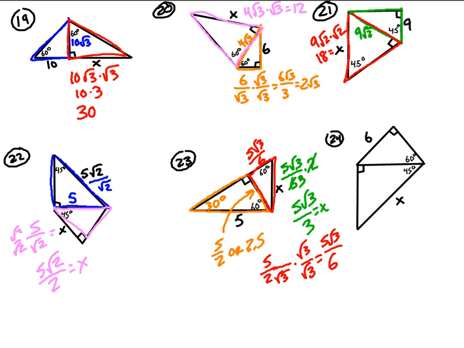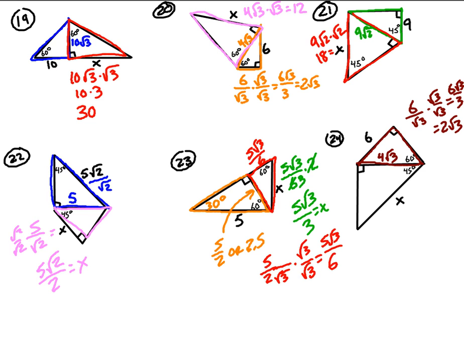And now, finally, the last one. I'm given the long leg of a 30, 60, 90 triangle. To get to the short leg, I need to divide by root 3. So 6 divided by the square root of 3, rationalize it, and I get 6 square roots of 3 over 3. That's the same as 2 square roots of 3. That's the short leg. To get from the short leg to the long leg, I double it. So I have 4 square roots of 3 now.